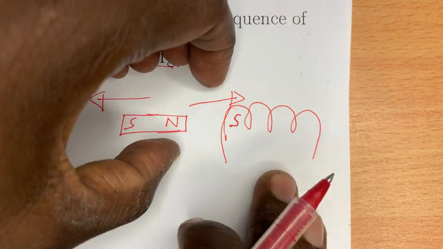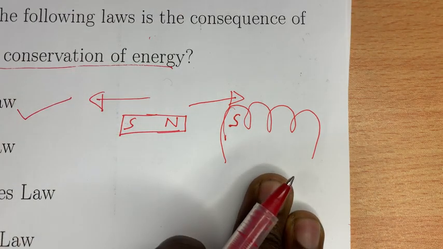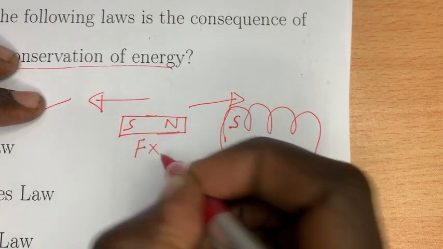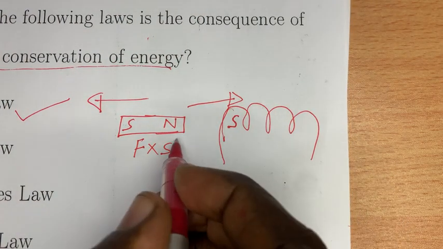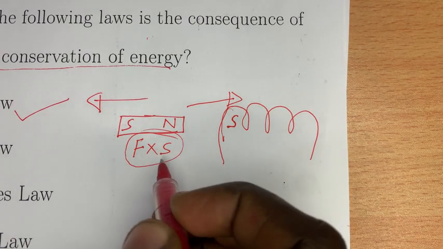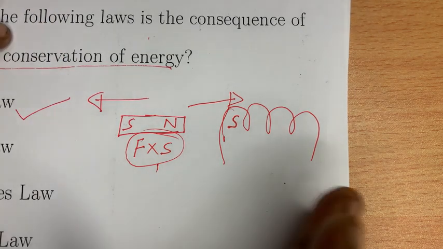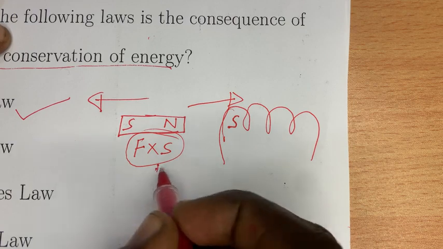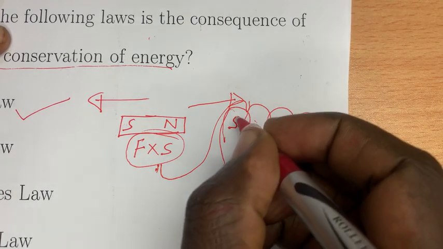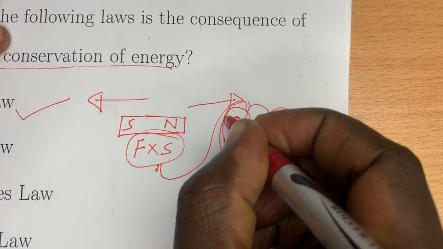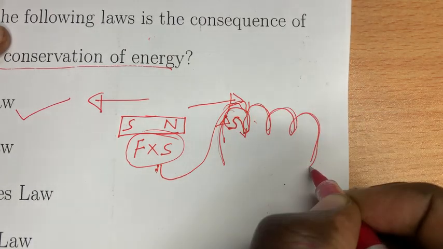So I will add extra force to push this magnet away. That extra force multiplied by the distance moved by the magnet is the measure of the mechanical work I have done. Now this mechanical work will not be wasted, will not go in vain. It is this work that is converted into electrical energy in the materials of the wire, and the current flows like this, down in the opposite direction.